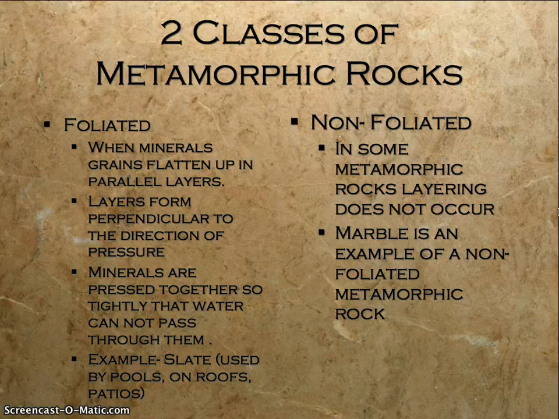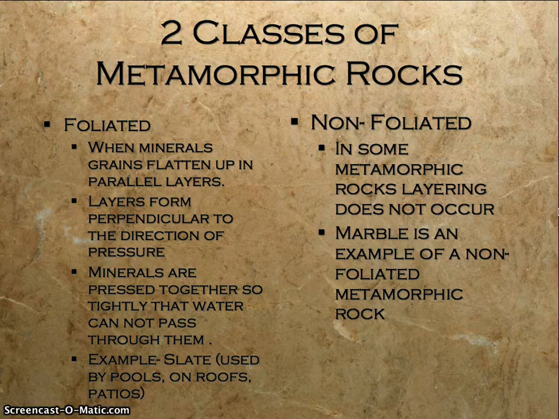There are two types, or two classes, of metamorphic rock. There's foliated metamorphic rocks. This is when mineral grains flatten into parallel layers, and the layers are perpendicular to the direction of pressure. Think about taking a piece of paper and pushing it at either end. The paper will fold in perpendicular to the direction of pressure. This gives you a folded metamorphic rock. The interesting thing about metamorphic rocks is that the minerals are pressed so tightly together that water can't pass through them. A good example is slate. It's used as a building material because it is waterproof.